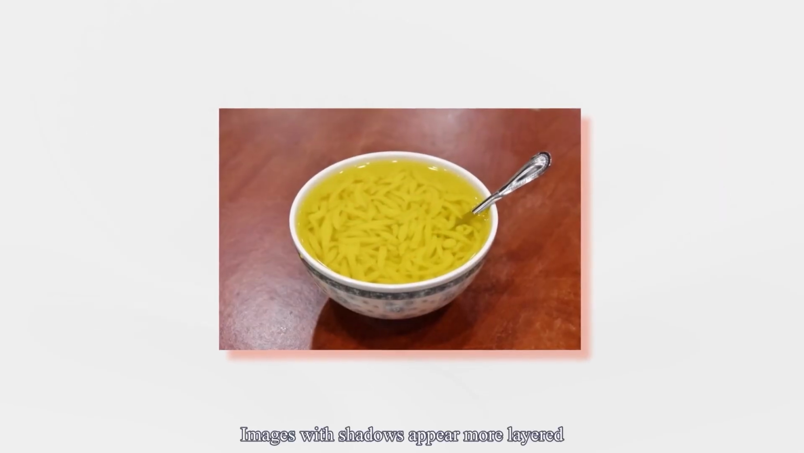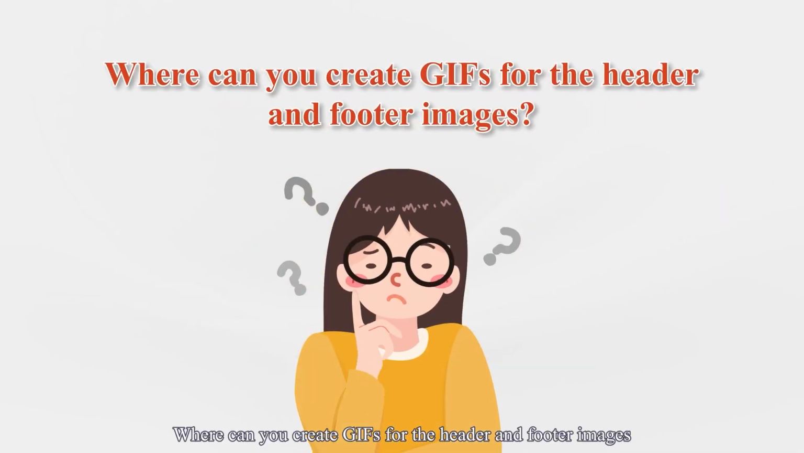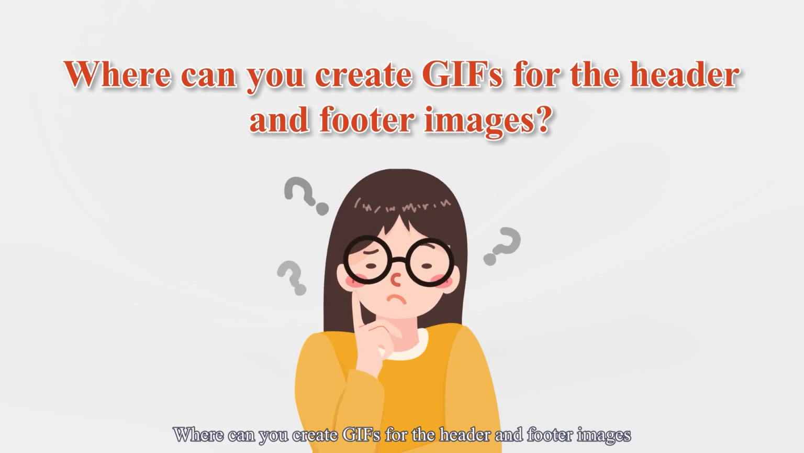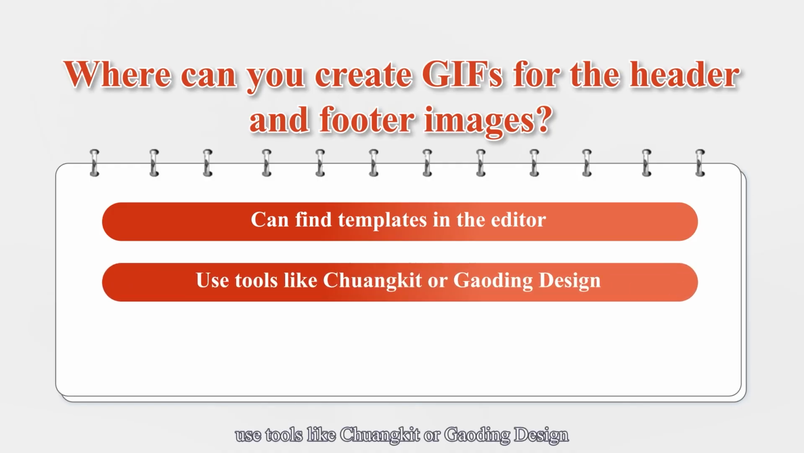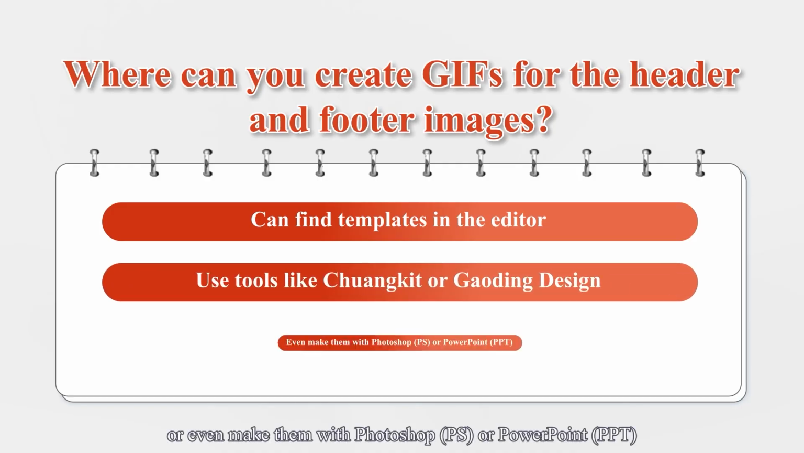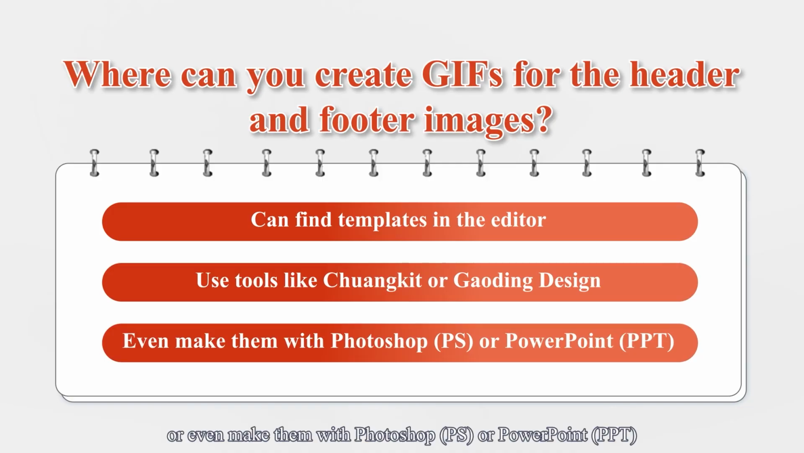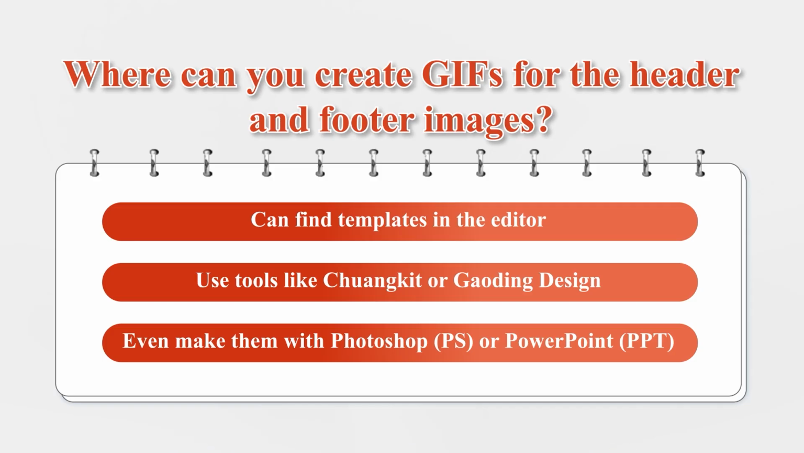Images with shadows appear more layered. Where can you create GIFs for the header and footer images? You can find templates in the editor, use tools like Chankit or Gouting Design, or even make them with Photoshop, PS or PowerPoint PPT. GIFs can make the article more vivid.